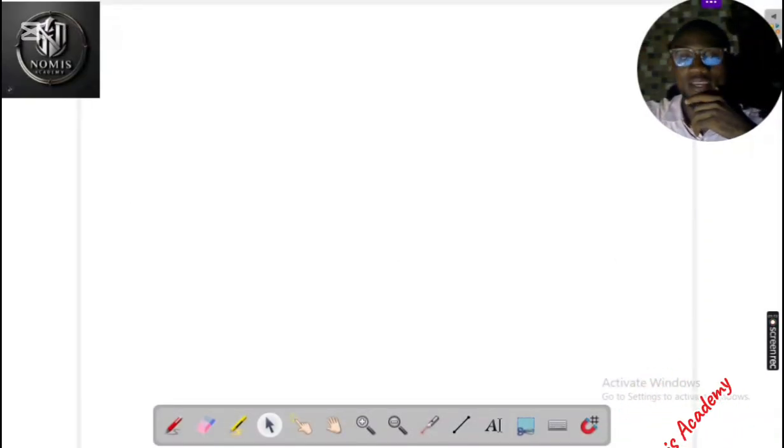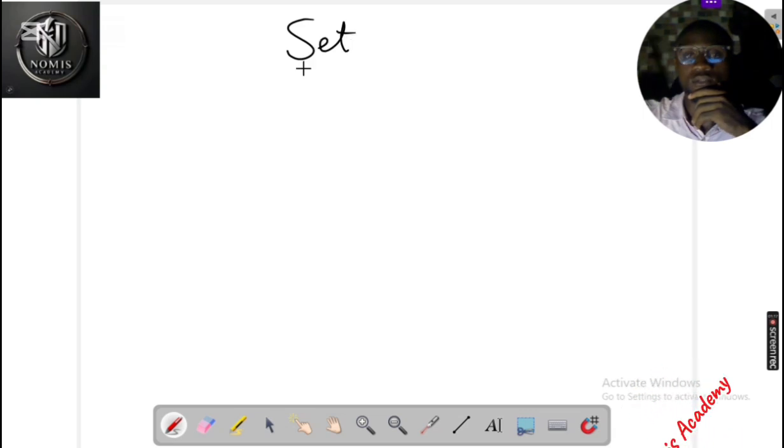This time we'll be dealing with sets. Set. What do you think a set is? A set is a well-defined collection of objects.